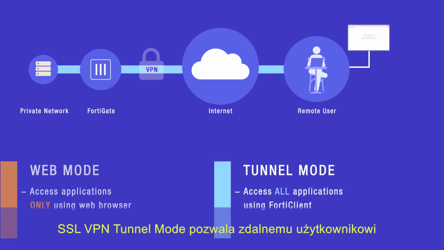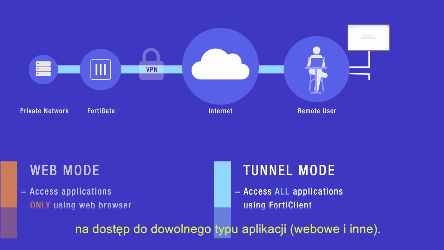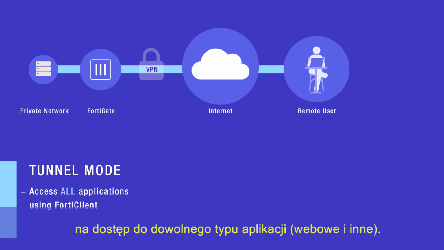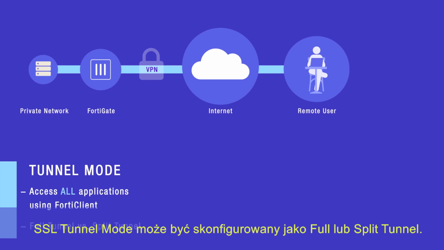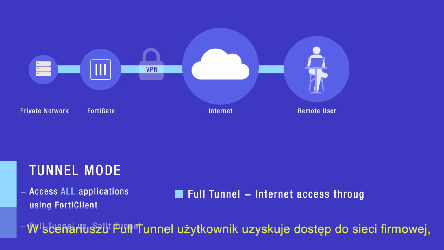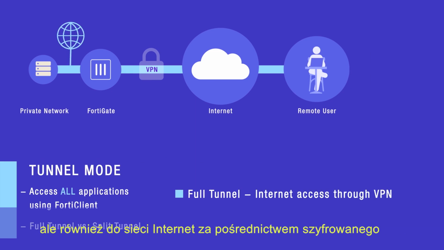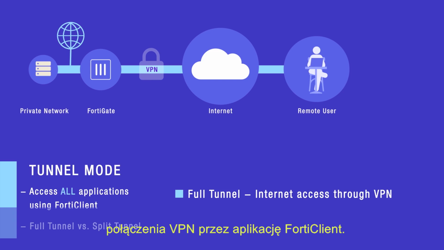SSL VPN tunnel mode allows remote users to securely access web browser and non-web browser-based applications in a private network. SSL VPN tunnel mode can be configured as full tunnel or as split tunnel. In the full tunnel mode scenario, the remote user will access the internet via the secure tunnel using FortiClient. This, of course, can cause heavy load on the VPN connection and slow the connection speed.